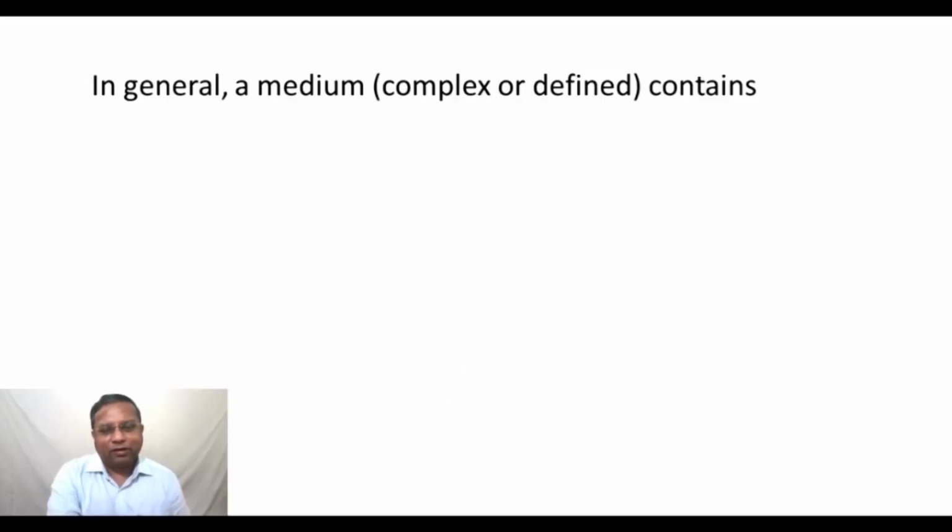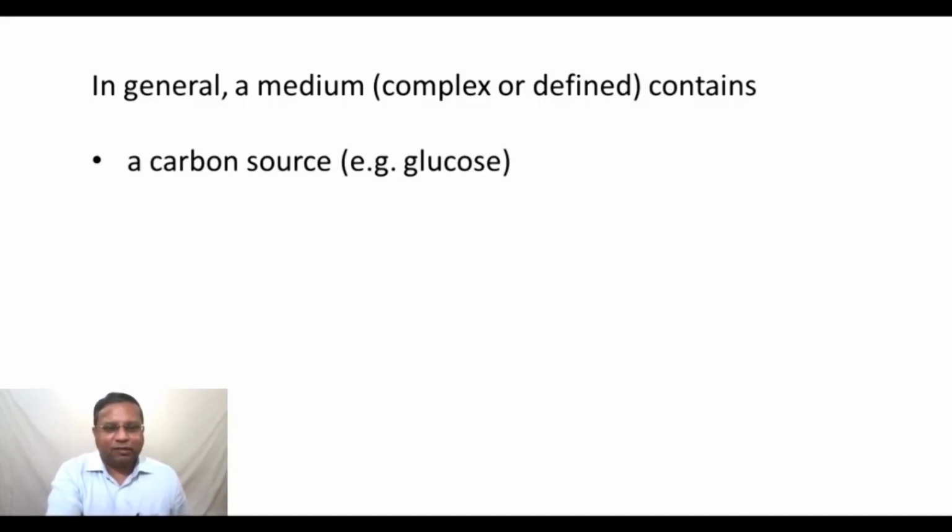In general, a medium, we had talked of media earlier, that's the substance in which cells grow. It provides all the nutrients for the cells to grow, that is for the cells to multiply, the culture to grow, and so on. The medium could either be complex or be defined. Defined just means that you know everything that is there. Complex means you may not know all the details of the medium. In general, a medium contains a carbon source. Glucose is a very common carbon source. We did talk of carbon dioxide being the carbon source in the case of plants.